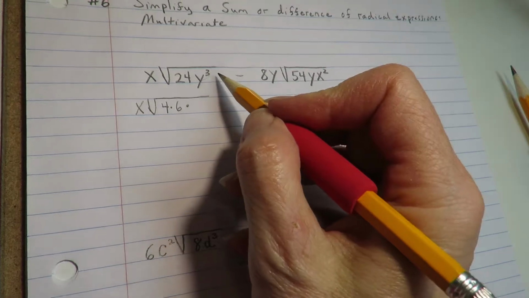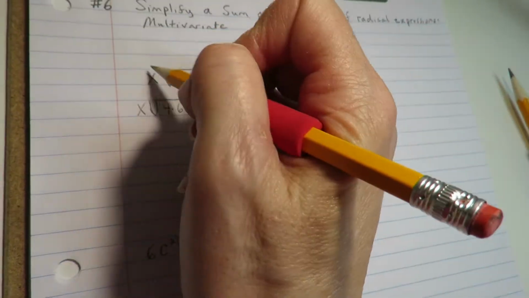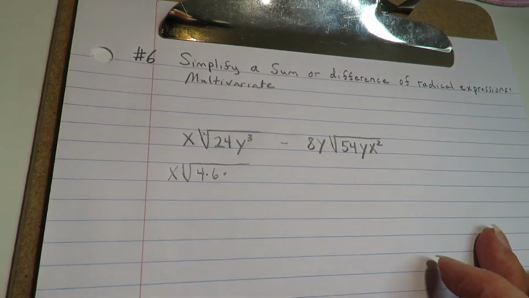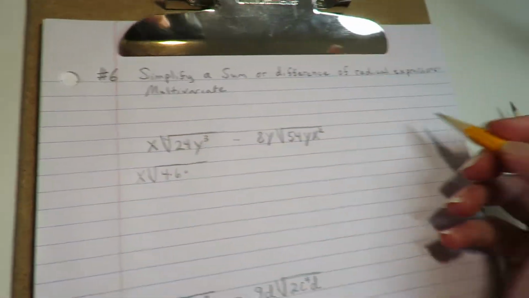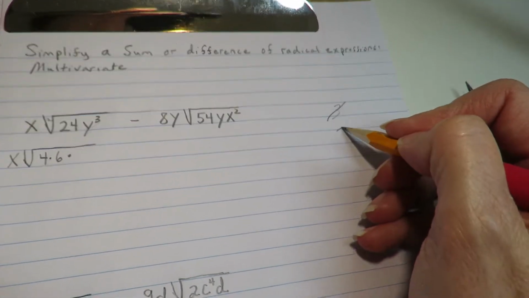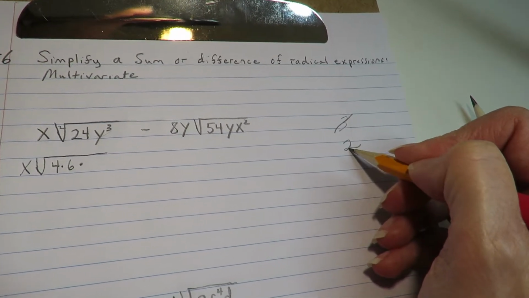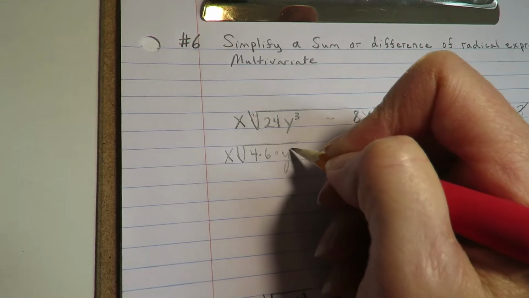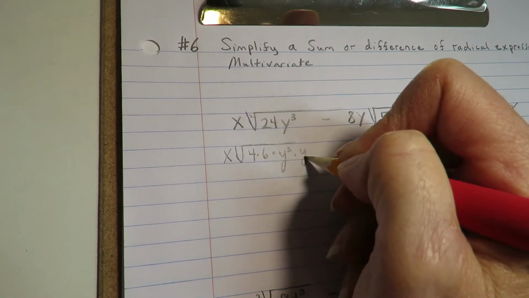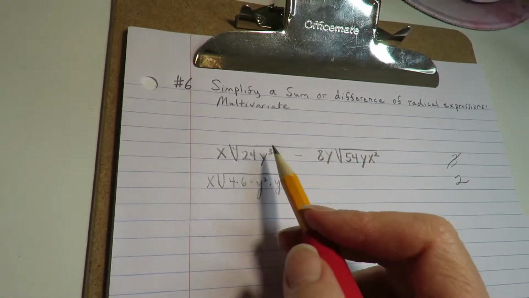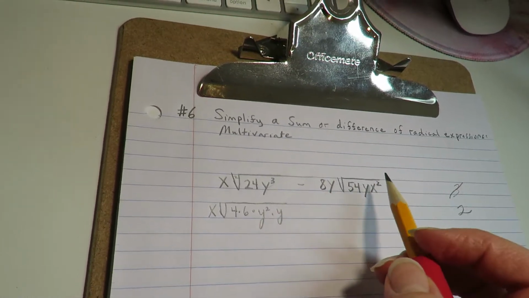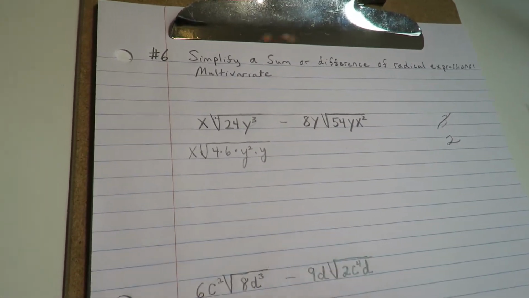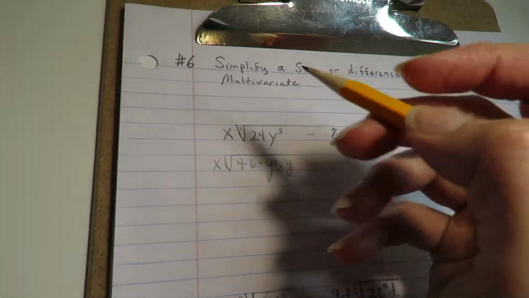Now remember, for exponents you have to divide. So 3 is not evenly divisible by 2, so you have to take 1 off. If you take 1 off of 3, you get an exponent of 2, which is divisible by 2. So I'm going to rewrite this as y squared times y. You have to break everything into its perfect and non-perfect part. Let me simplify this first radical, and then I'll go to the next one.